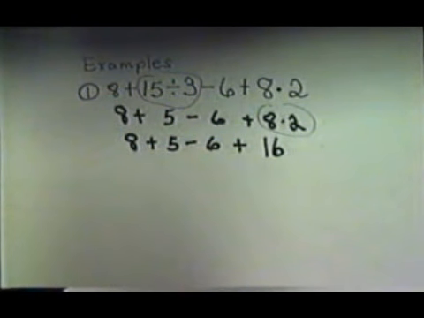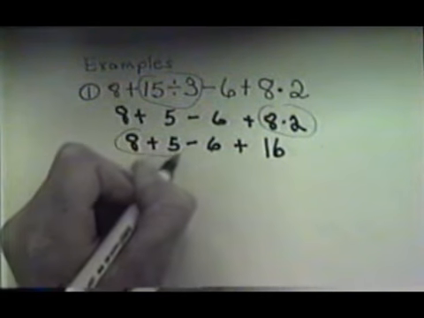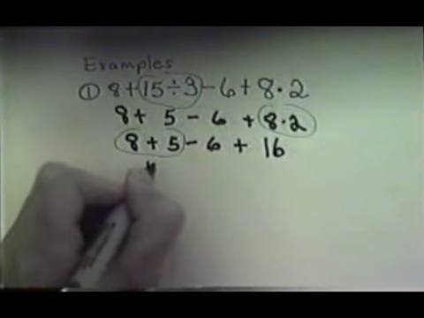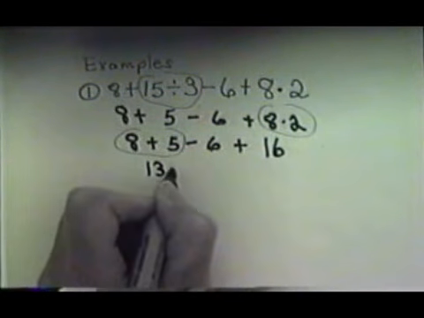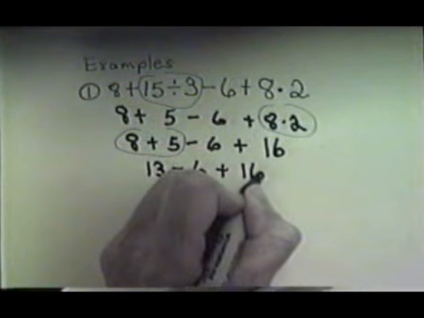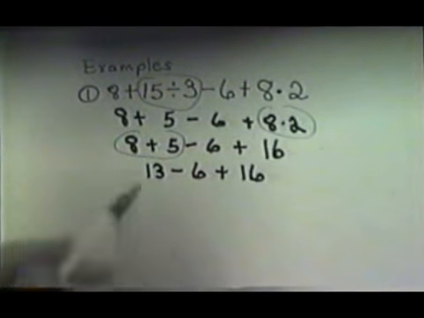So now I'm ready to add and subtract from left to right. So if I go from left to right, this is the first one I come to, 8 plus 5. That gives me 13. I copy the rest of the problem down. But don't do just one step at a time. Many times your answer will come out wrong. Now I keep going from left to right because all I have is adding and subtraction.